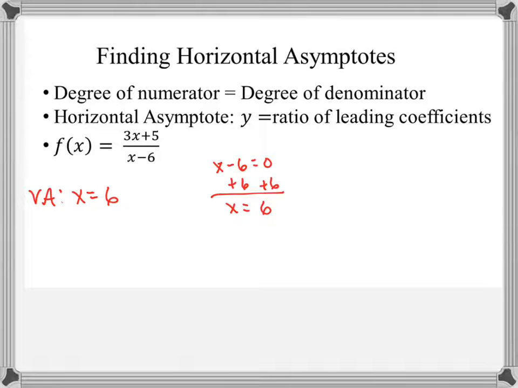Now let's look for our horizontal asymptote. So the degree of the numerator is 1 and the denominator is 1. So y equals, I take the leading coefficient in my numerator, which is 3, over the leading coefficient in my denominator, which is 1. So y equals 3 over 1, or y equals 3, is the equation of my horizontal asymptote.